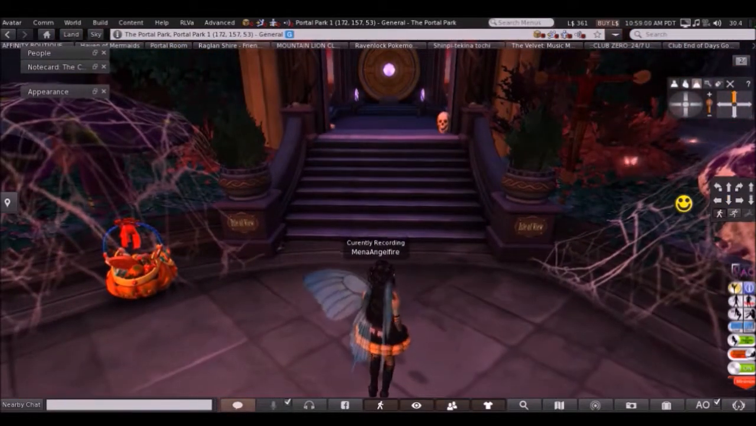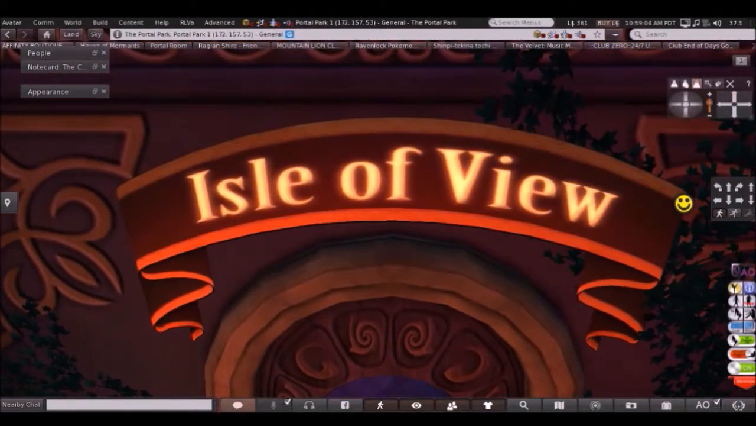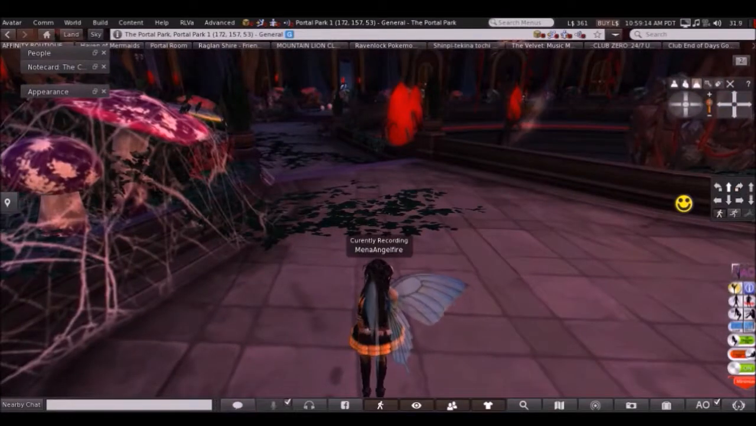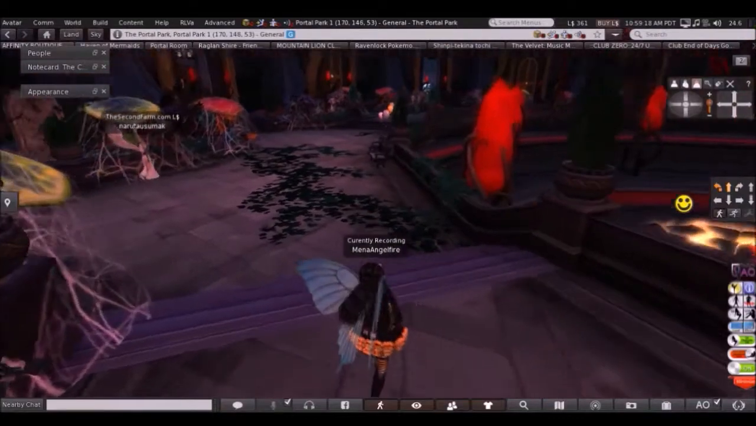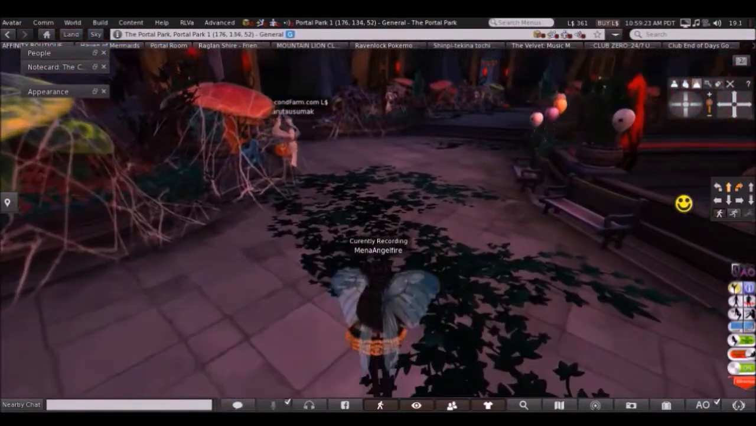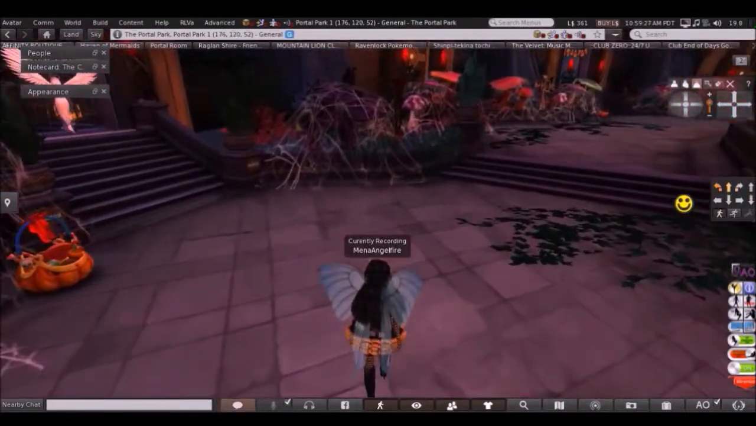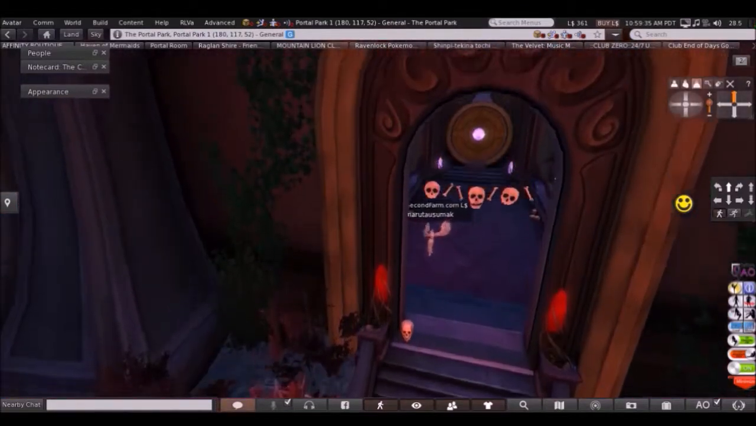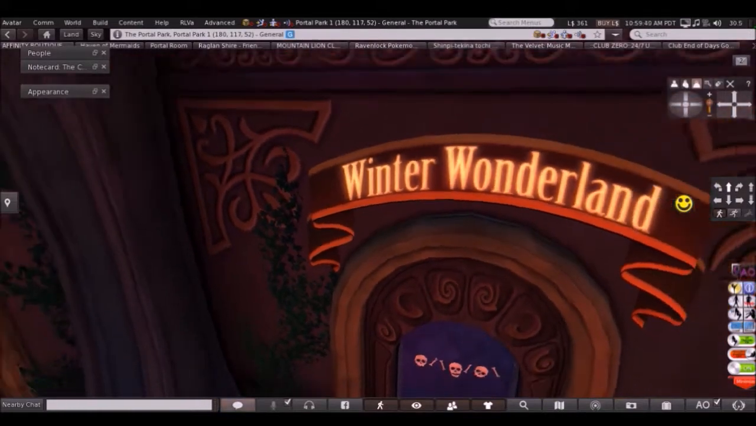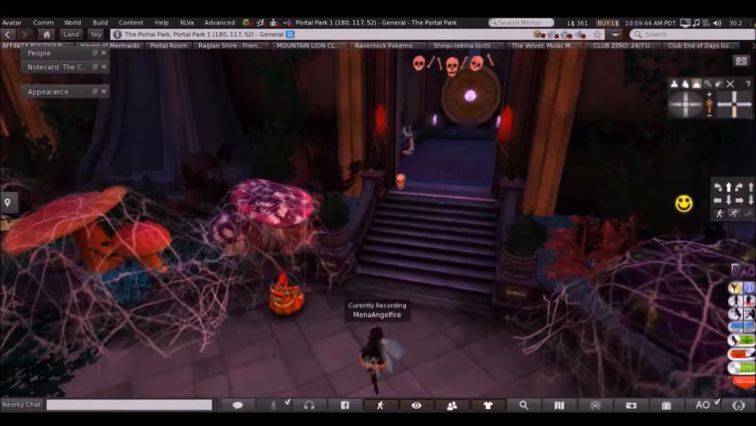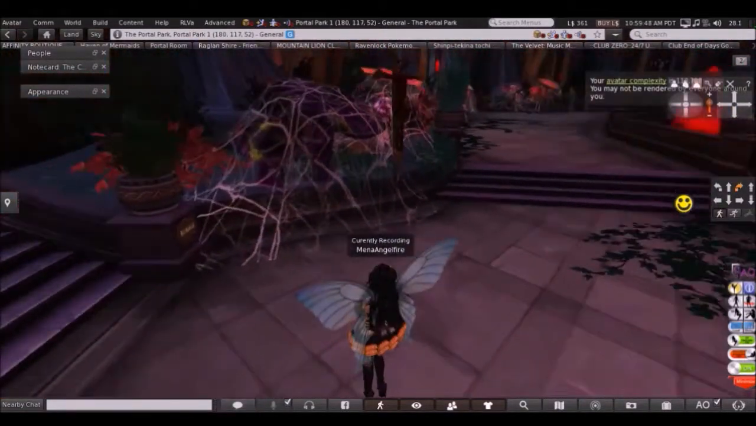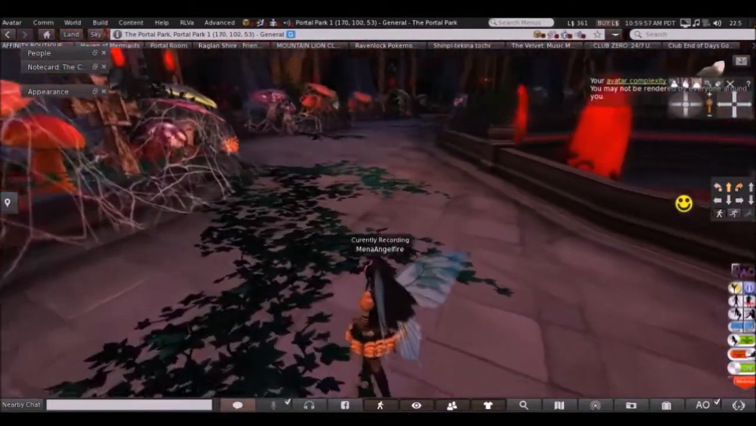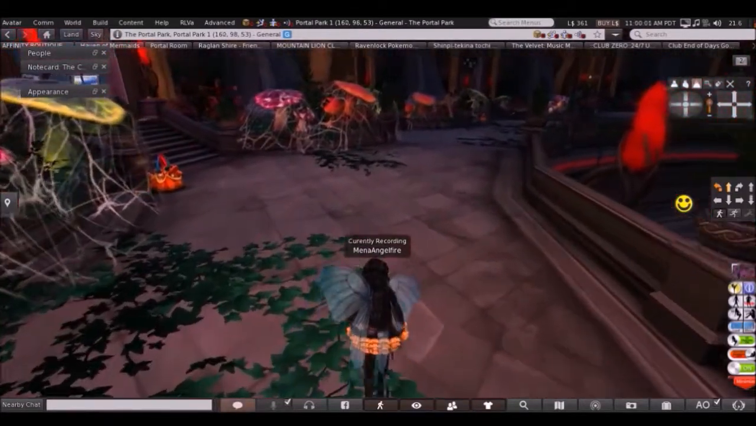Where are we? Isle of View. That, I think, is Valentine. That portal's closed. So, let's see. That doesn't have anything. What's this? Winter Wonderland? Yep, and that portal is closed as well. So we know where we're coming on Valentine's and during Christmas. But there are other things besides what's obviously open now.